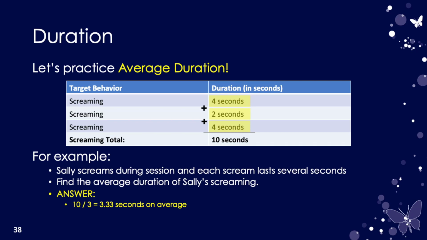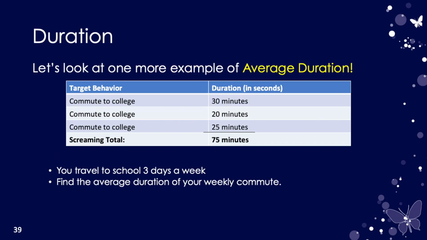You travel to school 3 days a week. Find the average duration of your weekly commute. Is this the answer you received? The average duration of your commute is 25 minutes.